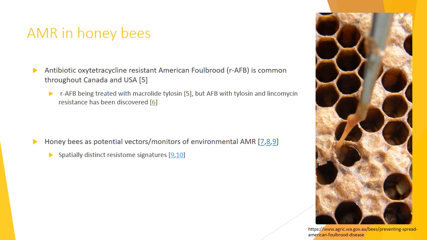Seeing as they disperse and collect water and nutrients, honeybees have also been investigated as potential vectors and monitors of environmental AMR. Honeybee resistomes have the potential to be used as a proxy for geographically distinct ARGs, which is exemplified in the Sun et al. paper that came out this May, in which honeybee resistomes from across China were examined.